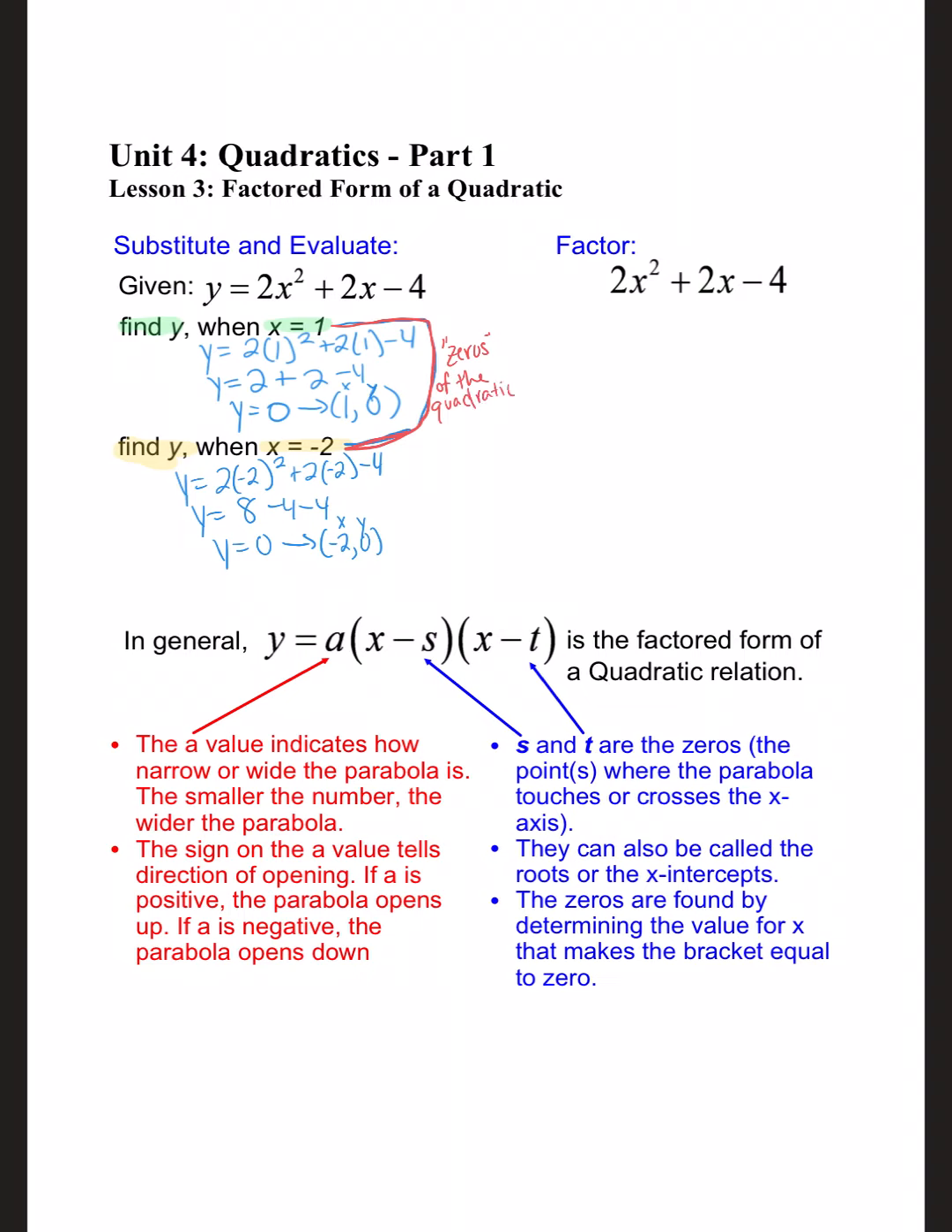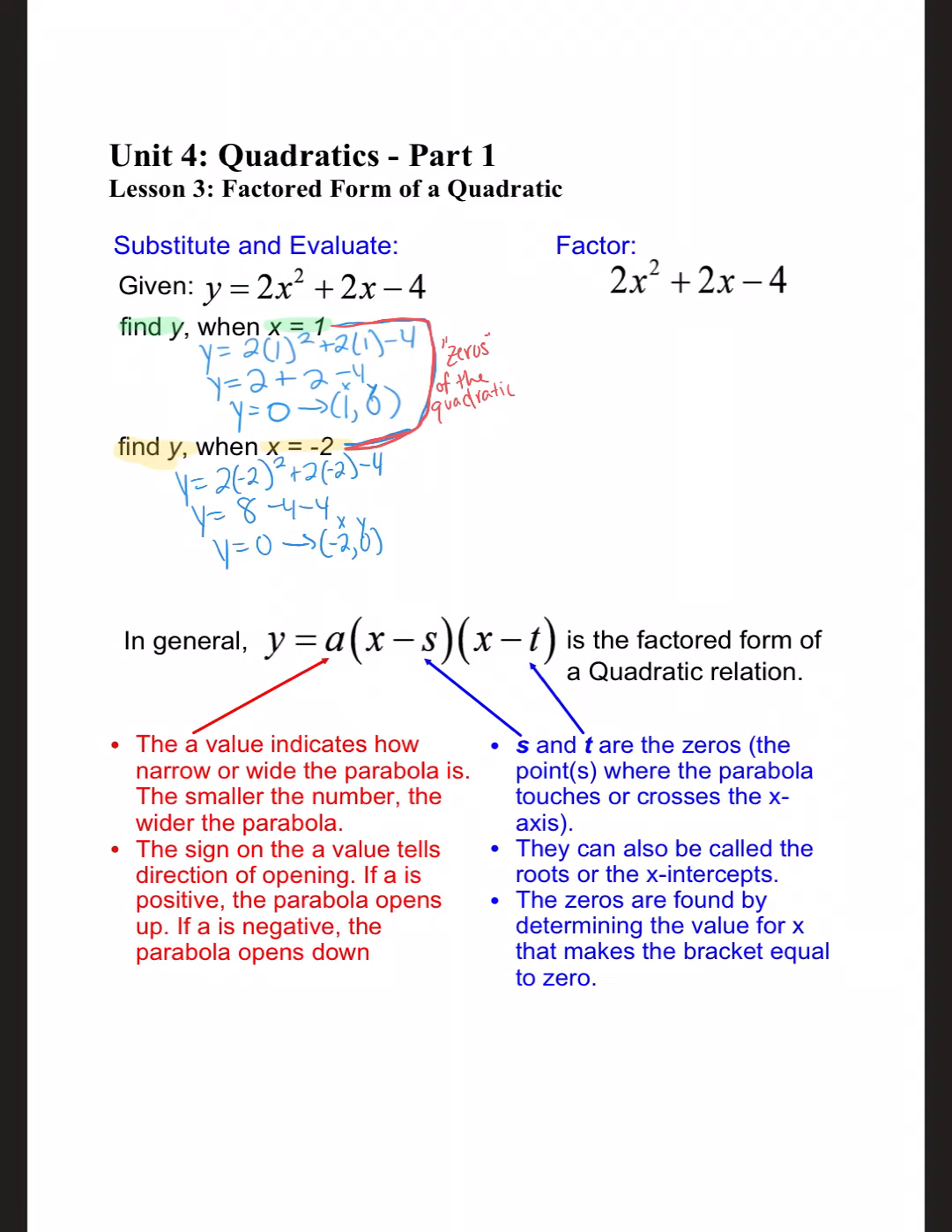And our x-intercepts are called zeros because, as you can see, our y value is 0 wherever our x-intercepts are. So that's why they get given that name, the zeros of the quadratic, okay? So 1 and negative 2 are the zeros. Now we're going to take a look at this.